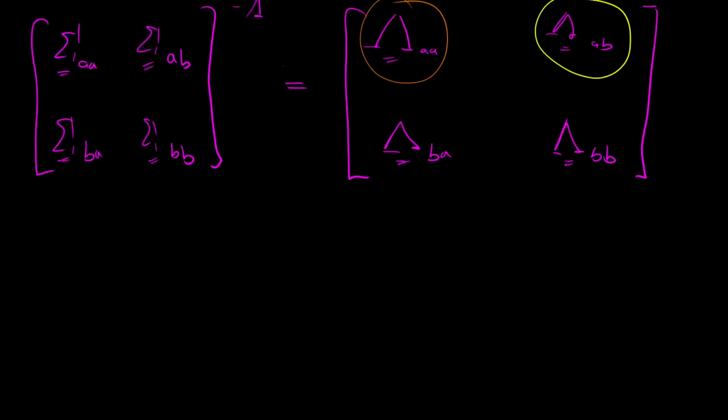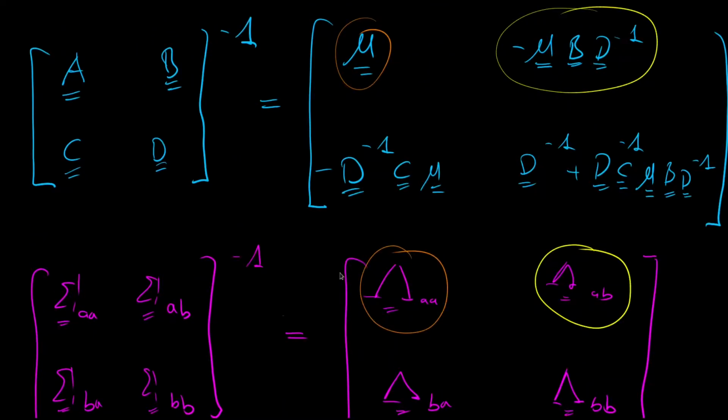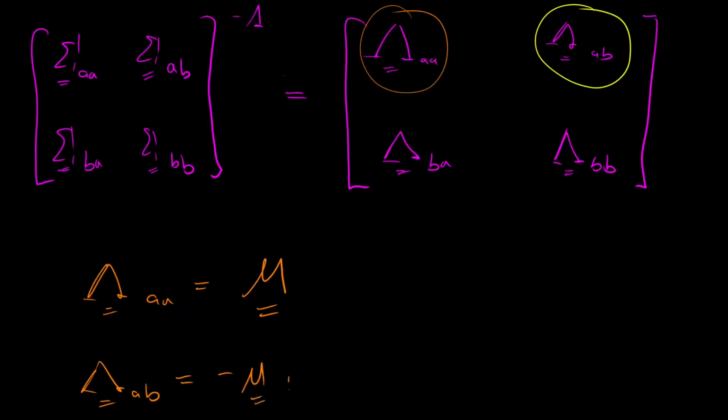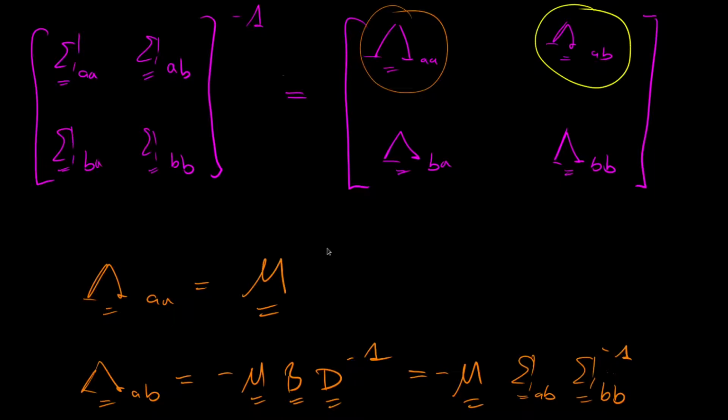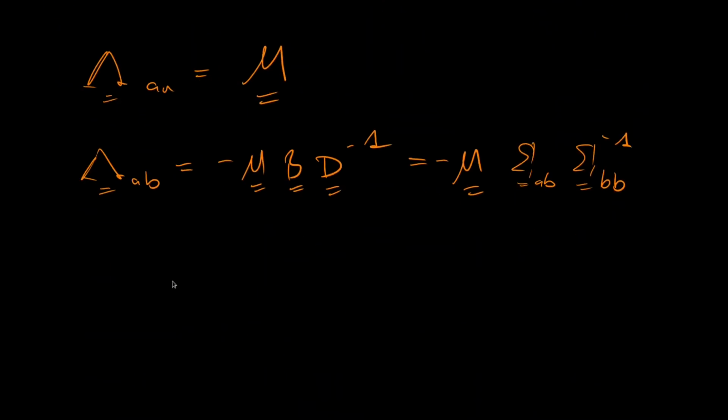So we can say that lambda AA is essentially this matrix M, which I haven't disclosed yet, and lambda AB is the matrix here, minus MBD inverse. And if we plug in the B and the D that we have here, then this is minus M, and B is sigma AB, and D is sigma BB, and for this we need the inverse. And now to finally answer the question, what is the M matrix? The M is the Schur complement.